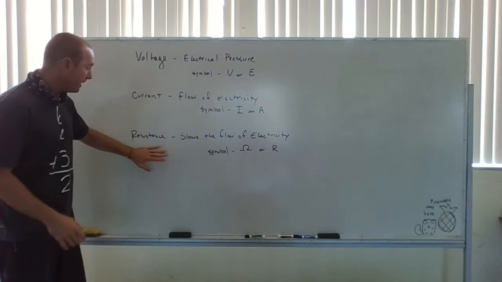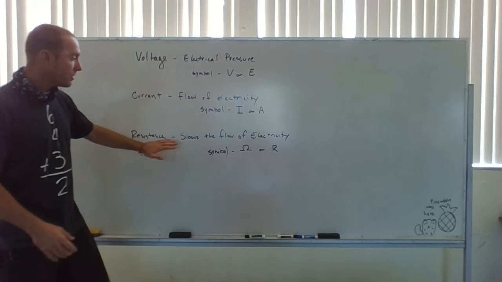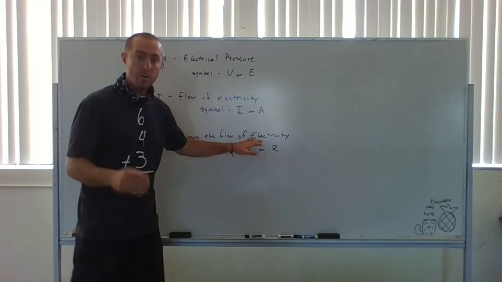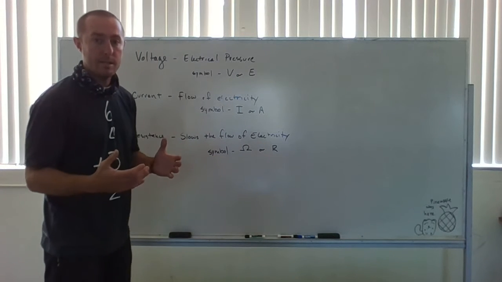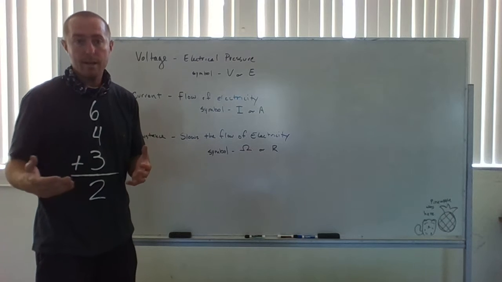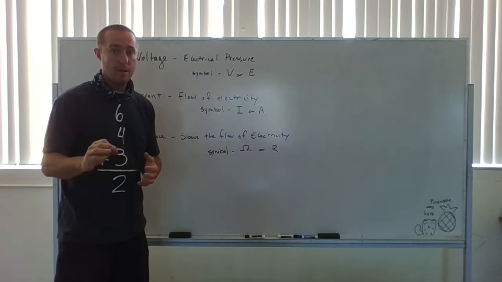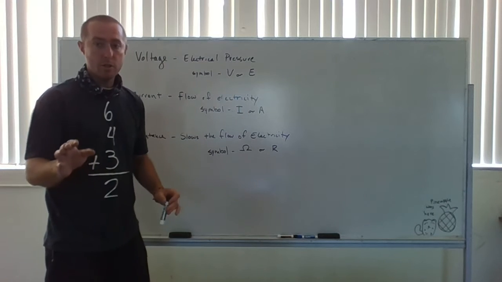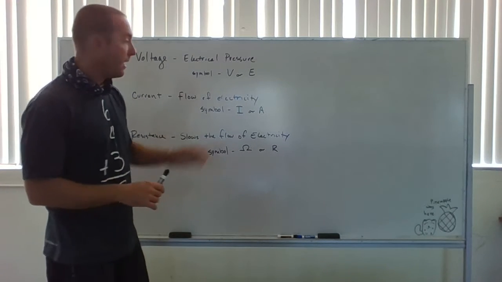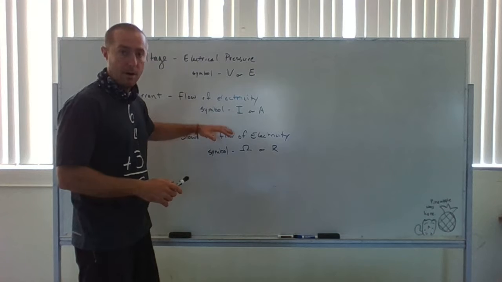And then the last thing is resistance. Resistance slows the flow of electricity. You need to have resistance in every circuit, all right? A circuit without resistance is called a short or fault circuit, and that's very, very dangerous, all right? And we'll go through some examples on that. So let's look at a quick diagram to see how these things work with each other, all right?